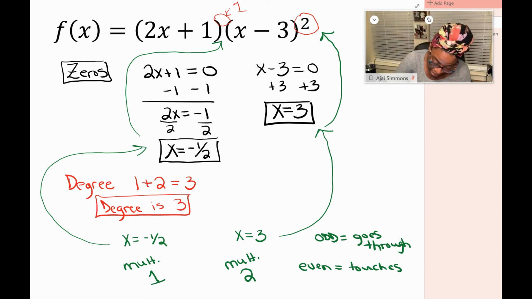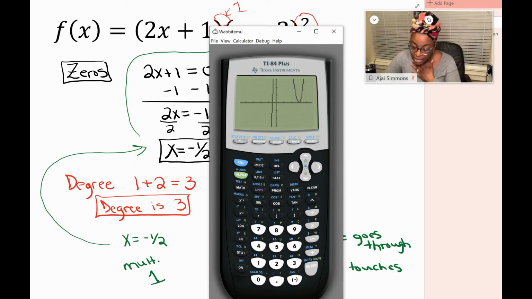So I'm going to go back to my calculator. And if you look at negative 1/2, it does go through, and the reason is that it has an odd multiplicity. The power is 1. If you look at 3, it has an even multiplicity because the power was 2. Make sense?